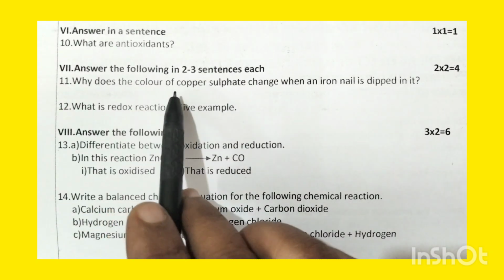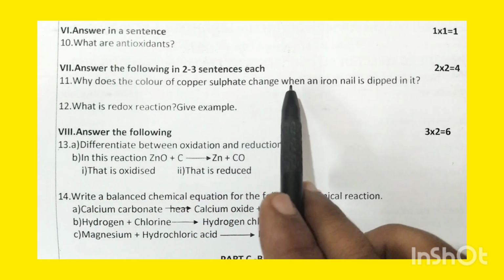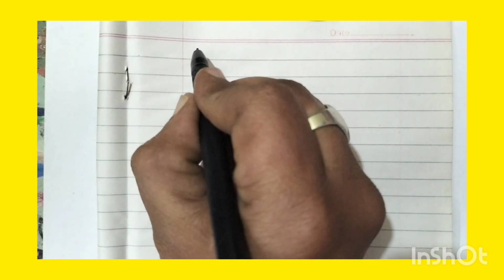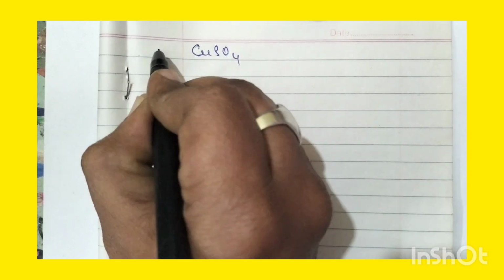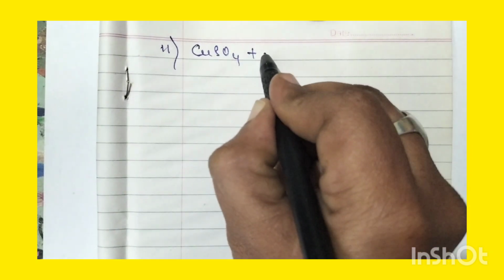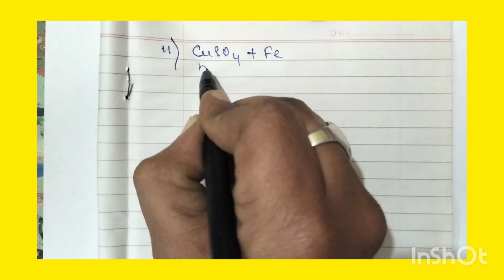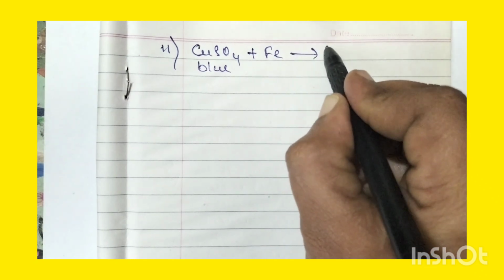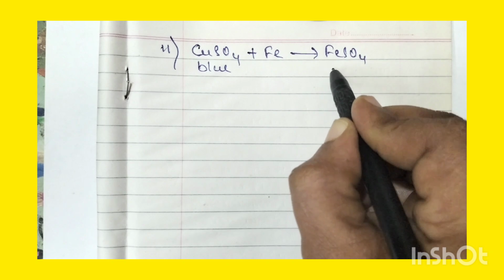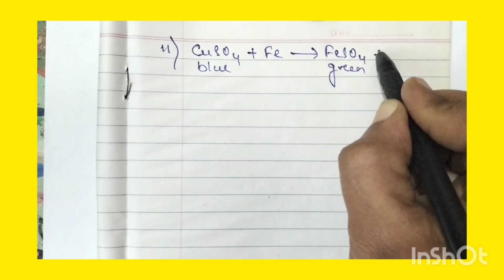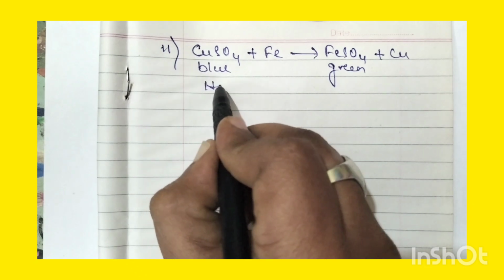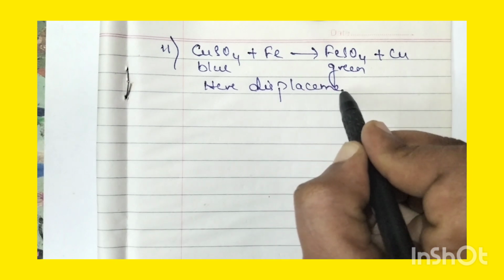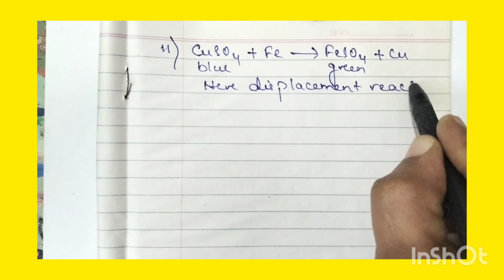Why does the color of copper sulfate change when an iron nail is dipped in it? Copper sulfate solution is blue in color. When an iron nail is dipped into it, it becomes ferrous sulfate solution, which is green in color, and copper is deposited. So here a displacement reaction takes place.